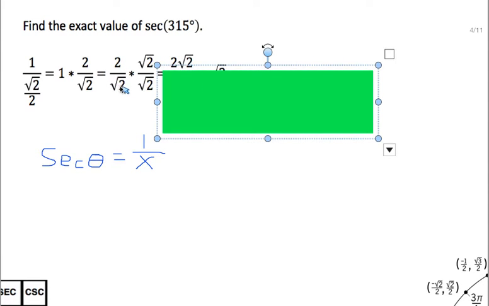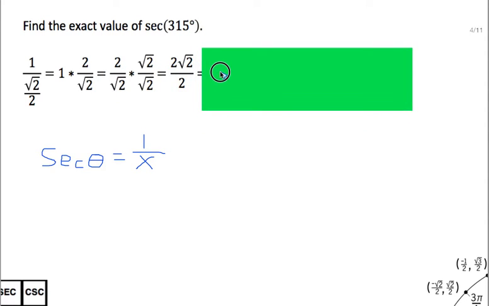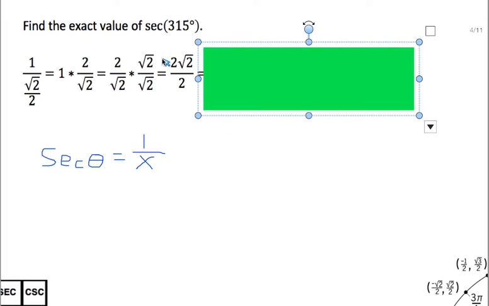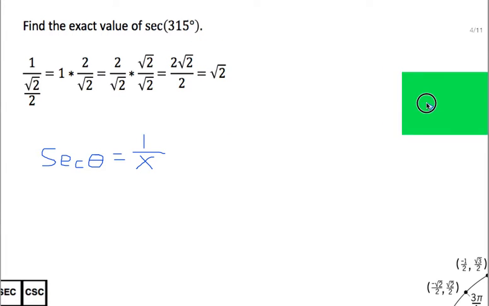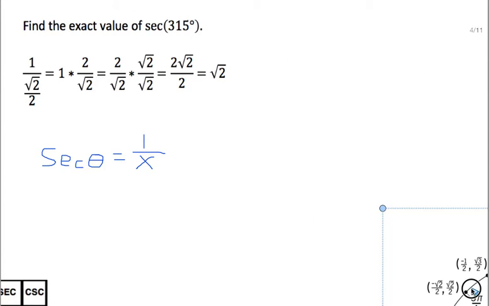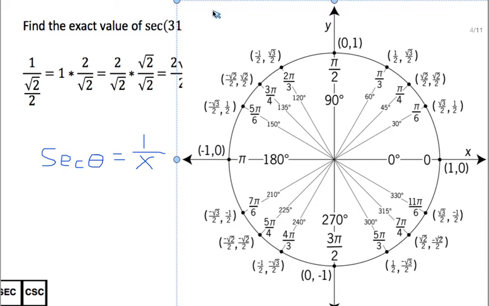And then in the denominator, square root of 2 times the square root of 2 is just 2. So I get a fraction like this, and then the 2's will cancel out. My final answer will just be the square root of 2. Okay, now that's if all you have access to is your unit circle.